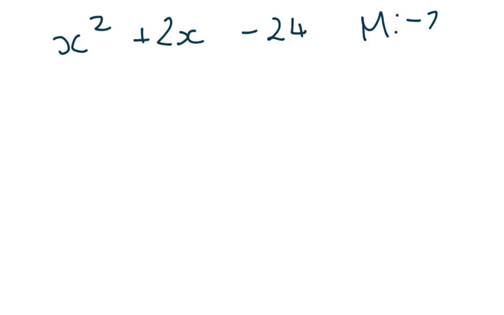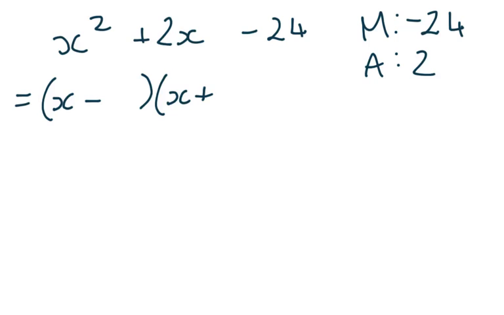Okay, we also have ones like this. Where we have a positive and a negative again, so we need to multiply to negative 24 this time and add to positive 2. So for the last term to be negative, one bracket has to be a take and one bracket has to be a plus.